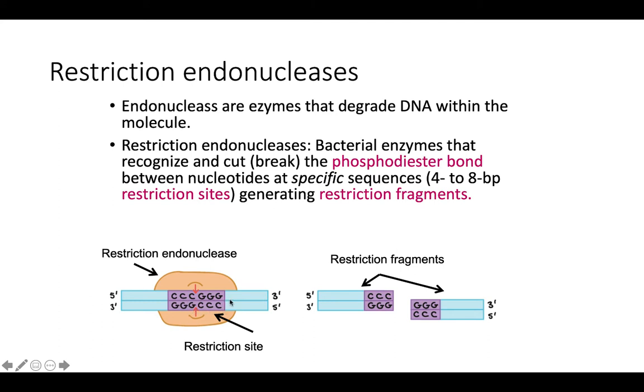So GGGCCC, and a reverse will be GGGCCC. So that's a palindromic site. These restriction endonucleases are actually bacterial enzymes. في أنواع كتير كتير كتير منهم. And there are common ones that are commonly used. There are ones that are less used. So bacterial enzymes recognize these specific sites that are present in any prokaryotic or eukaryotes, and then cuts them by breaking the phosphodiester bond between the nucleotides at these specific sequences.